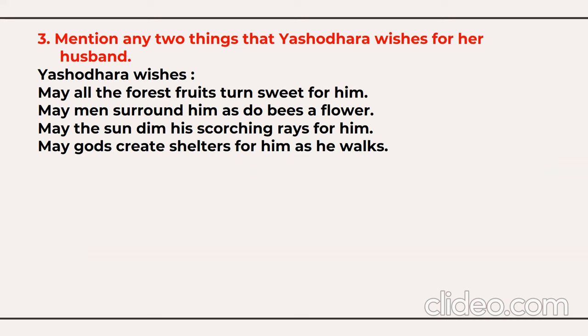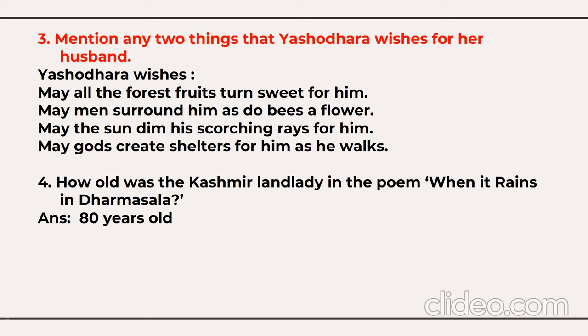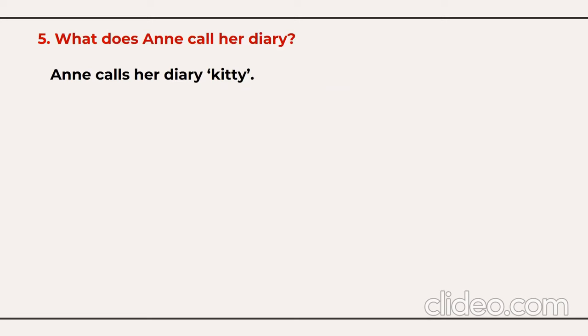I'll be very slow in this question paper because I felt the third semester syllabus is a bit difficult and a bit lengthy as well. It's really very lengthy. Then, how old was the Kashmiri landlady in the poem When It Rains in Dharamsala? How old is she? 80 years old. Then, what does Annie call her diary? She calls her diary Kitty, K-I-T-T-Y.